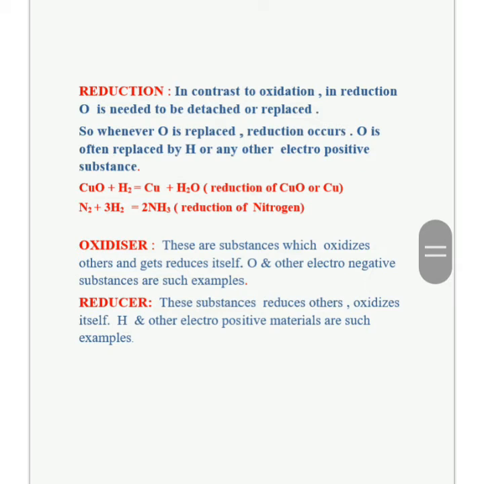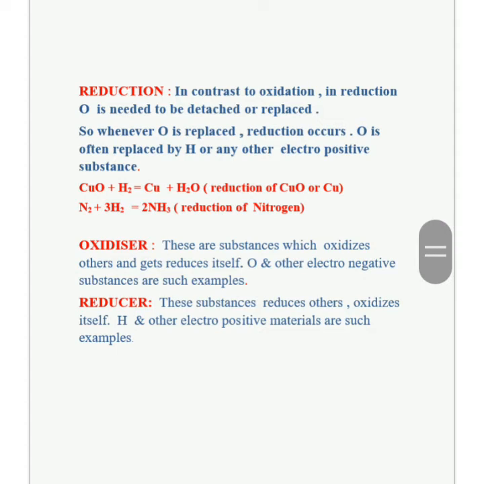In the second example, we can also see nitrogen is reduced by hydrogen to form ammonia. So in this manner, reduction is a very simple process where hydrogen or any other electropositive metals or substances get attached to free molecules or free atoms, or on the other hand, oxygen or any other electronegative materials get detached or replaced by them.